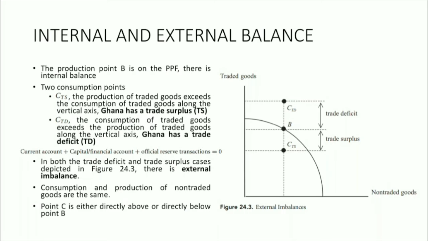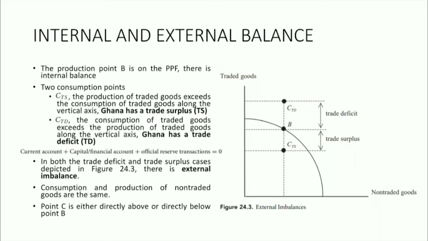Now the production point B is the same from the previous figure. It is still on the PPF, and that means there's internal balance. Now we have two types of consumption points. We have CTS and CTD. Let's take a look at the CTD first. If consumption is at this point, CTD, it means that the consumption of traded goods exceeds the production of traded goods along the vertical axis. This implies that Ghana has a trade deficit. That's why we named the point CTD.